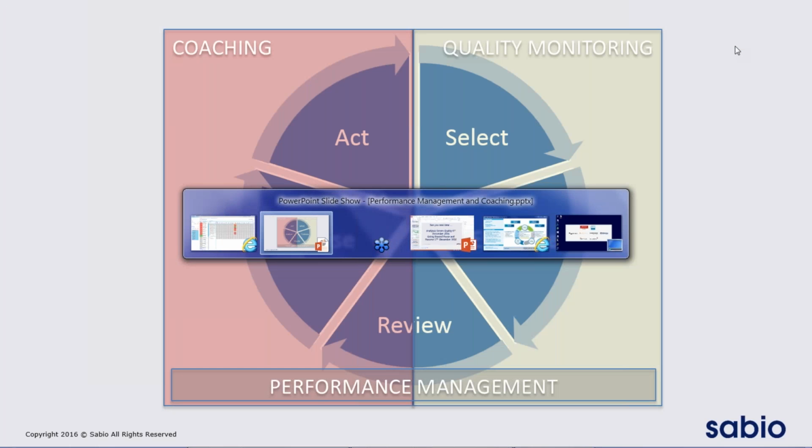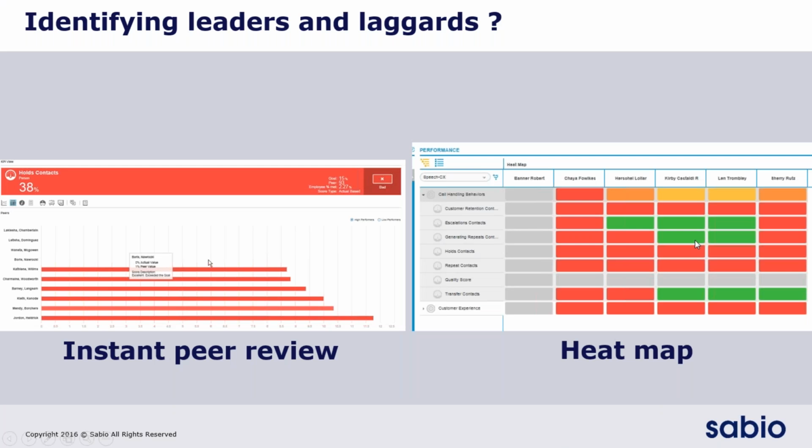So when we are considering our view, when we start to think about how we can quickly identify our leaders, and in this concept our laggards, the people who are struggling, we've got two really powerful tools at our fingertips. We've got the instant peer review, which we could access by clicking on the peer icon to allow us to quickly see how the peer group are performing. So as a team leader, I could be focusing on Mark, but I can very quickly see how the rest of my team are performing by looking at the peer review.